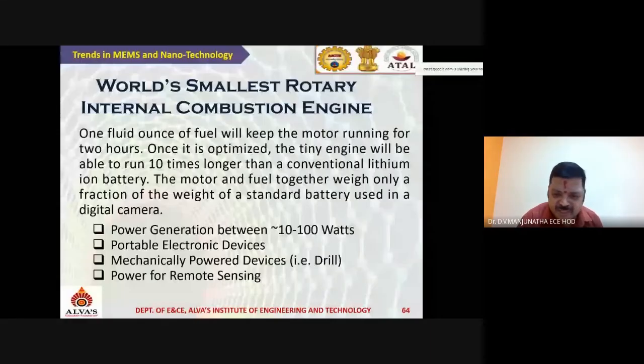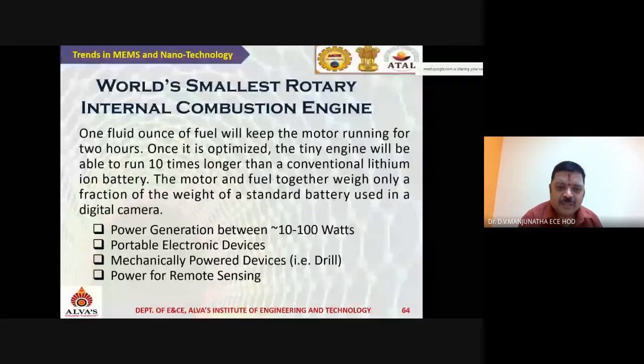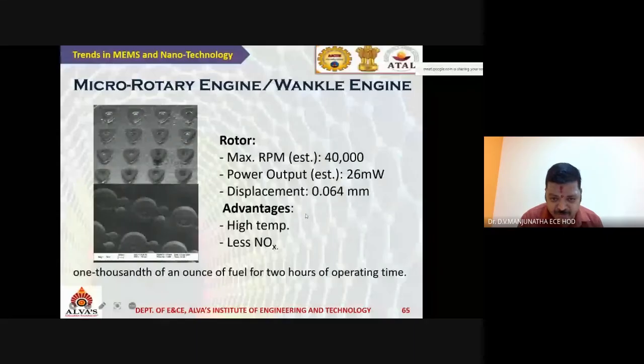People are using them. One such research has been done by one of my research scholars on MEMS fuel cells, right? Direct methanol fuel cells and hydrogen fuel cells. A lot of research is going on here, and Dr. Pinto will be talking on MEMS fuel cells, right? So we'll see all those later. Micro rotary engine, right? So this is one more application.